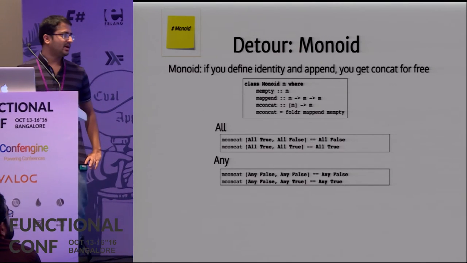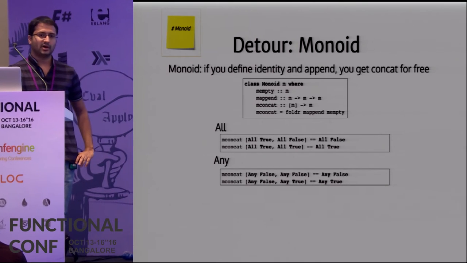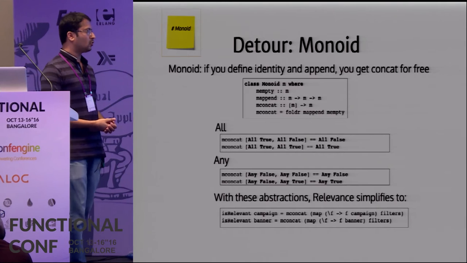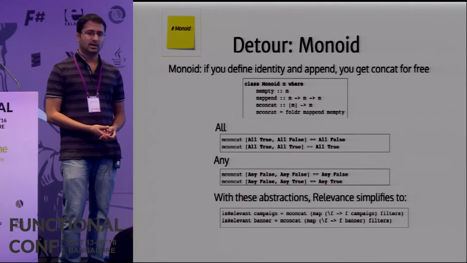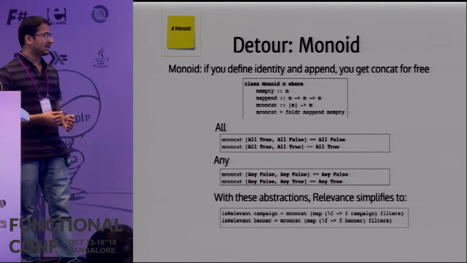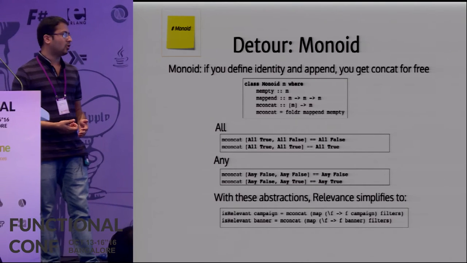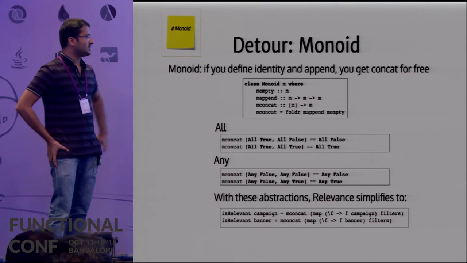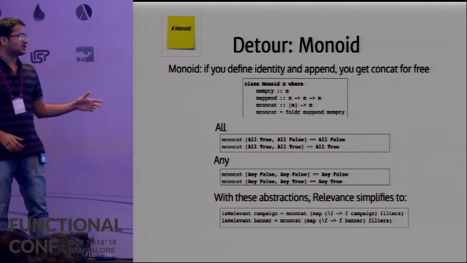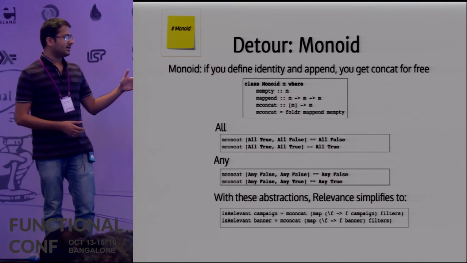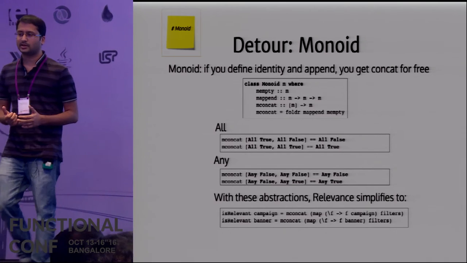With this abstraction in place, now we have a way to combine multiple functions that return Booleans. Let's say you had implemented the code for relevant campaigns and relevant banners in Haskell. Your original solution would have been to apply all the filters and then fold it using an AND function or an OR function. With this abstraction in place, you have a list of filters which return either an all or an any, and then you just concatenate them to combine all these functions that return Booleans.